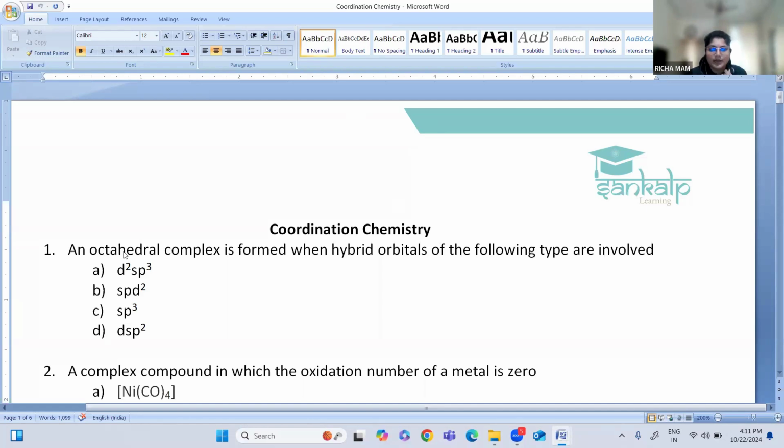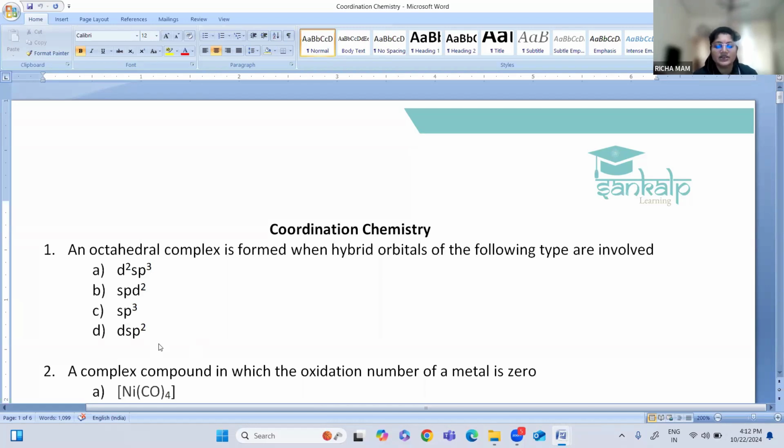An octahedral complex is formed when hybrid orbitals of the following type are involved. These are the four options: A, d2sp3; B, sp2; C, sp3; and D, dsp2. Try to answer this. What do you mean by an octahedral complex?